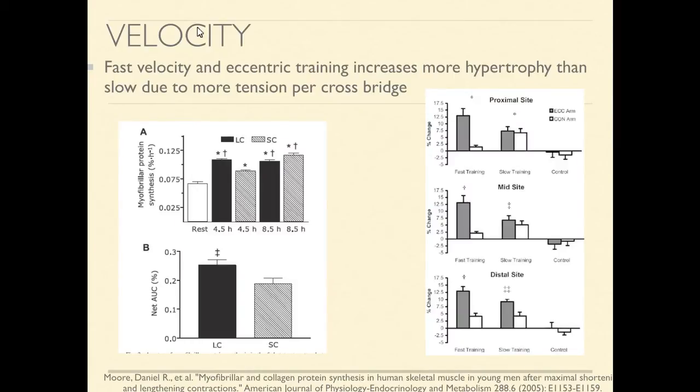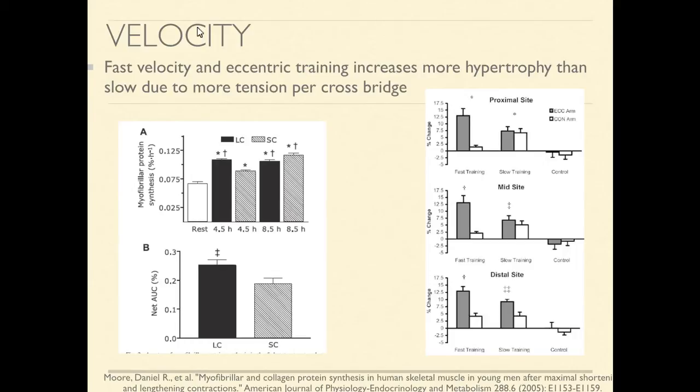Now, if we're talking about velocity, as well as the type of contraction, it seems that maximal lengthening or eccentric contractions result in more protein synthesis than shortening contractions. It's real easy to look at B. You see that the lengthening contraction has more protein synthesis than the shortening. If you then go to the right, at the top, middle, and down, we're looking at essentially the proximal, mid, and distal site. And we're looking at protein synthesis.